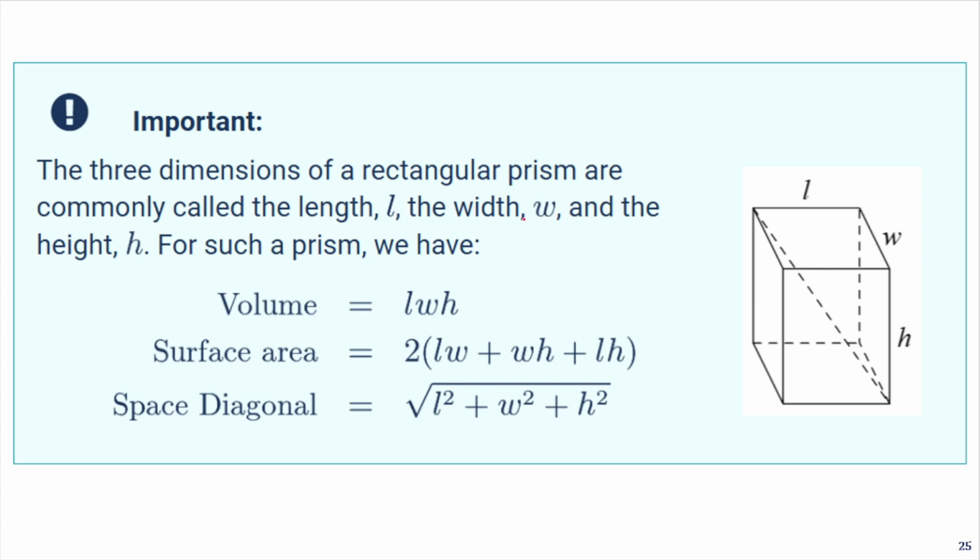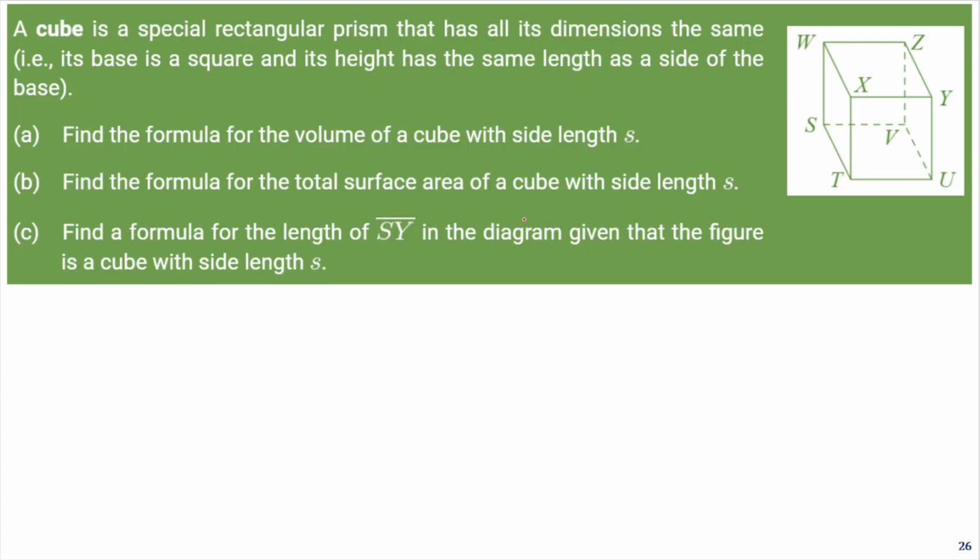Next, let's have a look at a special rectangular prism, which is a cube. A cube is a special rectangular prism that has all its dimensions the same. In other words, its base is a square and its height has the same length as the side of its base. So suppose we have a cube XYZWSTUV here.